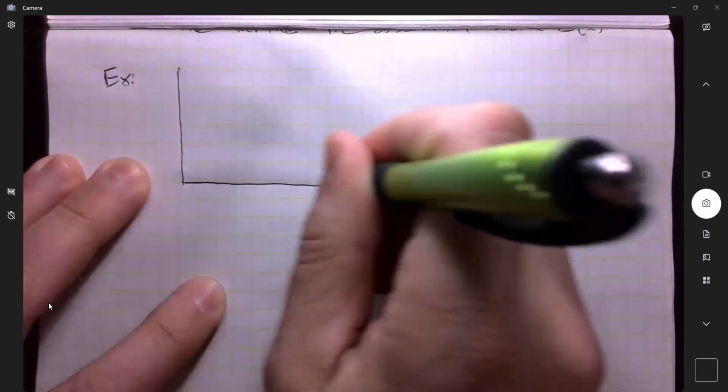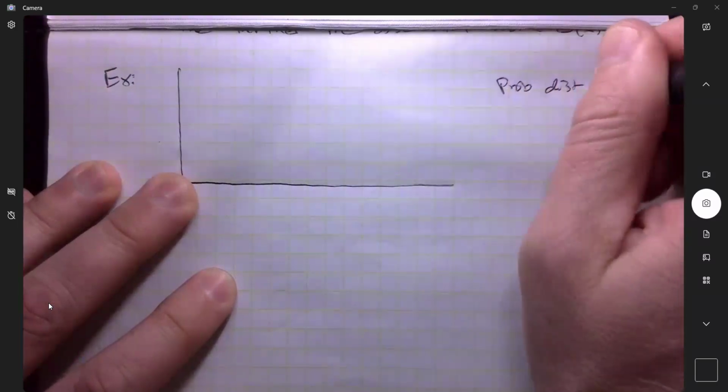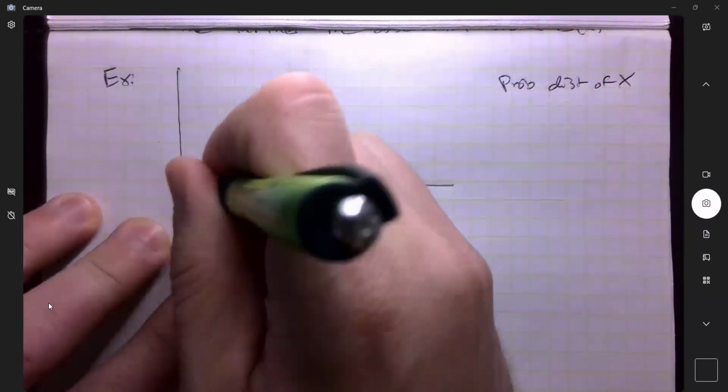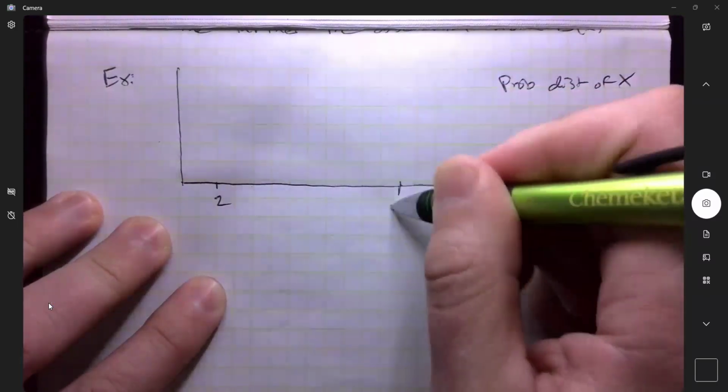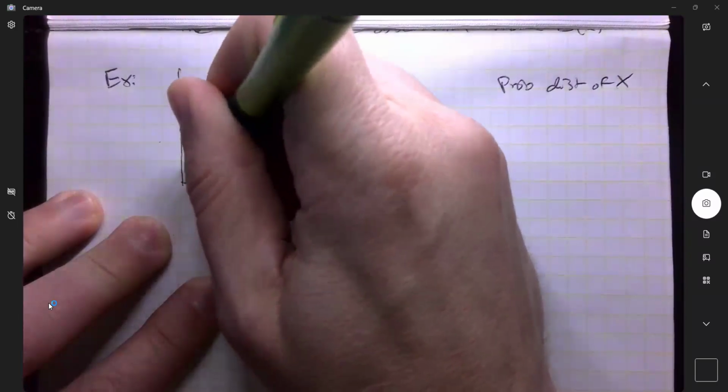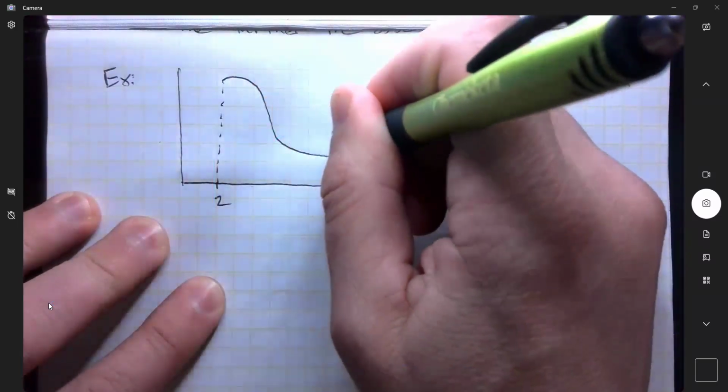All right, so let's look at an example. Let's take a probability distribution that's not going to be normal. Let's say it goes between 2 and 12. And it looks something like this.